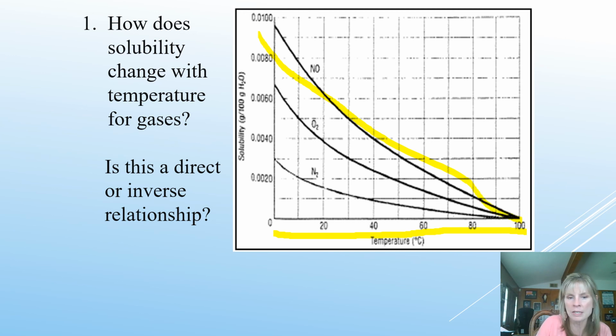They all decrease. Since solubility is decreasing as temperature is increasing, what type of relationship is that? Now remember that a direct relationship is one in which both variables increase. An inverse relationship is one in which one variable will increase as the other decreases, which is what this one is. Okay, so that's it.